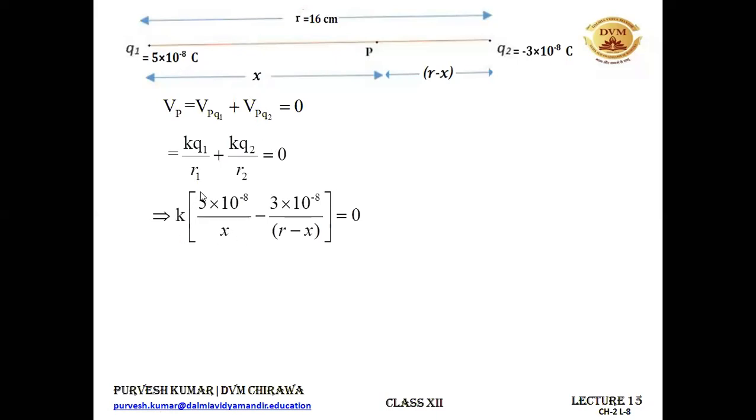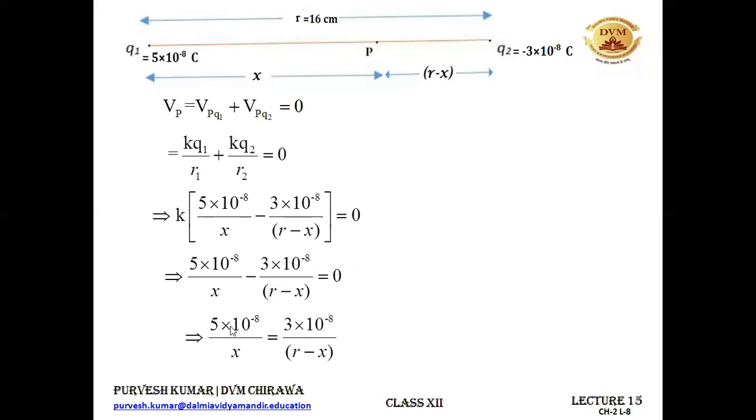This K will go into the denominator, so it will vanish out. So you are left with 5 into 10 to the power minus 8 divided by x, minus 3 into 10 to the power minus 8 divided by r minus x, is equal to 0. Now you take this term towards the right hand side. So the equation becomes 5 into 10 to the power minus 8 upon x is equal to 3 into 10 to the power minus 8 divided by r minus x.